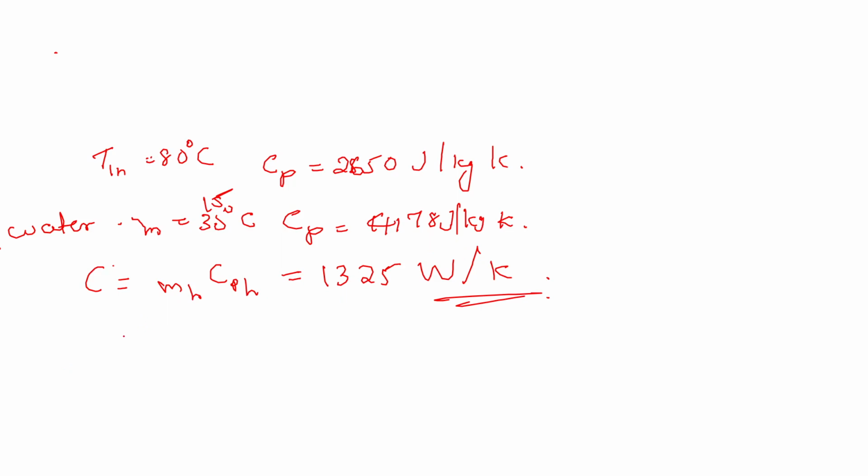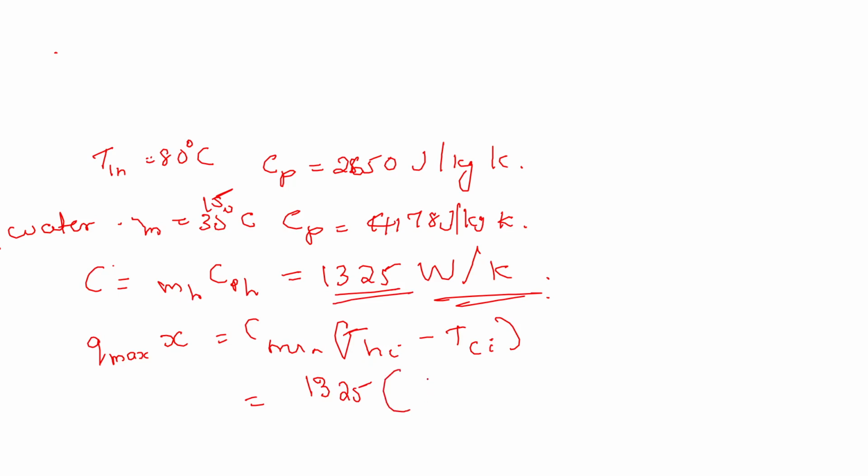Now what you have to calculate is Q maximum, which is C minimum times (T_hi minus T_ci). So now you calculate this Q max value. The C value is 1325, T_hi is given as 100 minus T_ci, which is 15 degrees. Now you try to solve this and see what the value will be.